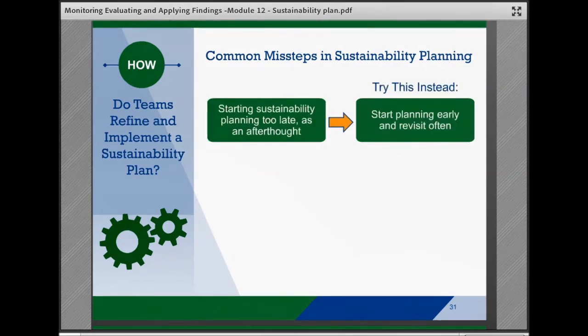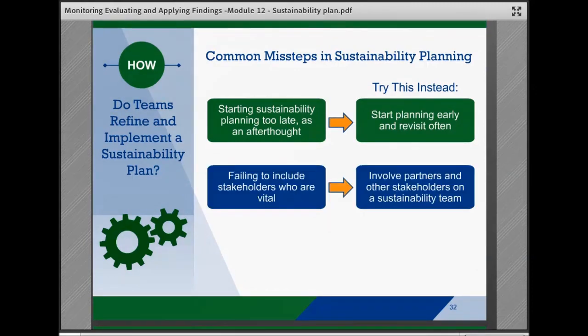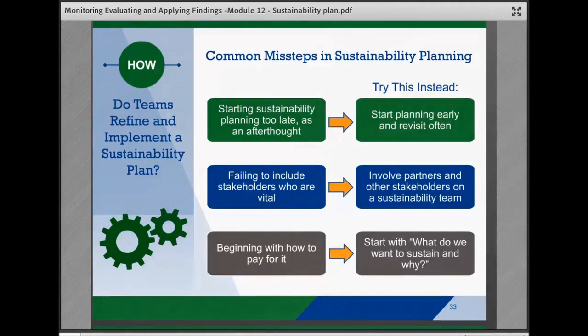Rather than it being an afterthought, start sustainability planning early in the implementation process and revisit the sustainability plan routinely. Involve partners and other key stakeholders in sustainability planning teams. They may offer strategies to sustain that the team had not previously considered. Rather than starting with how to pay for it, begin by asking what do we want to sustain and why, and then move into how will we sustain it. Taking these steps will strengthen the team's plans for sustainability and support their efforts to build capacity to implement them.